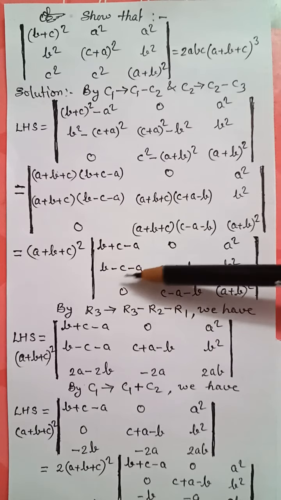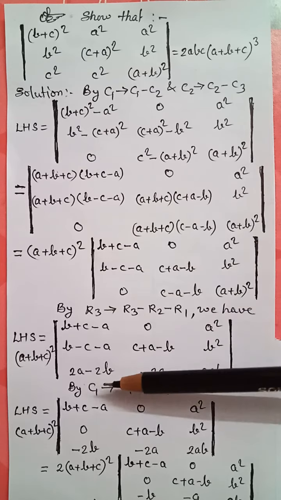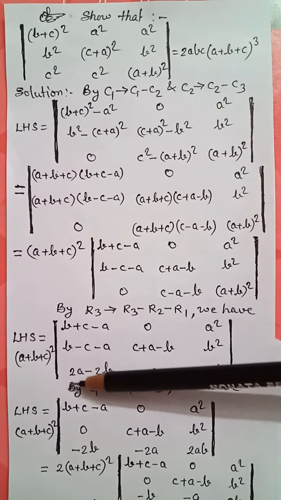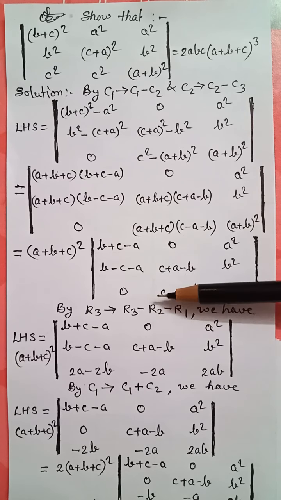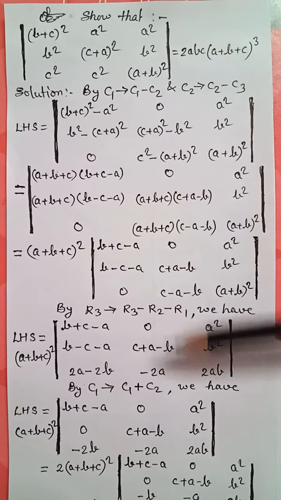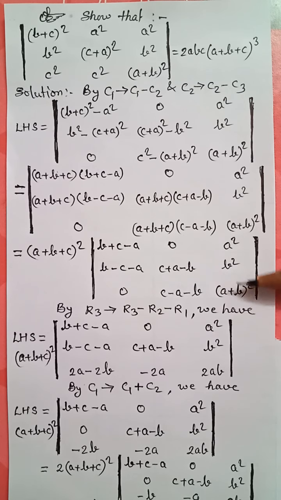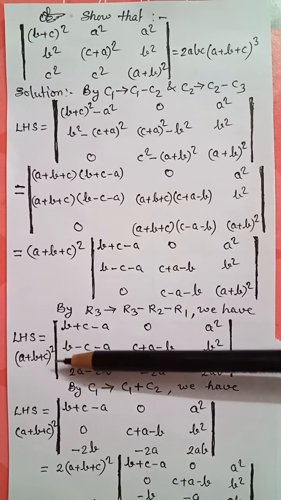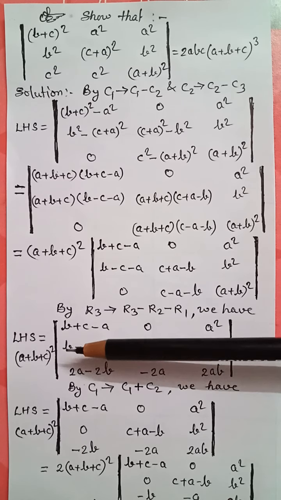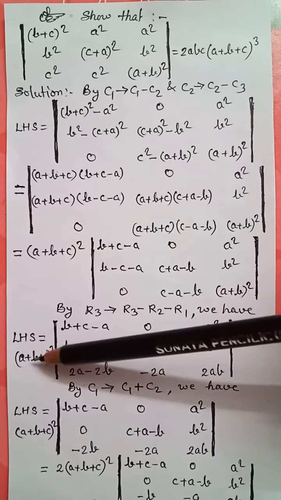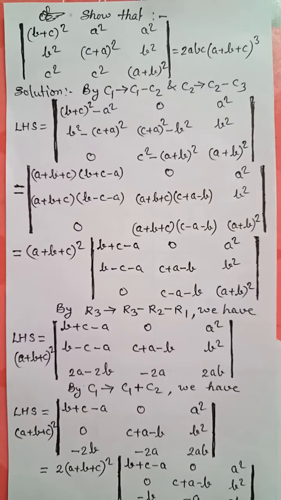That means 0 minus this expression minus this expression, and here we are going to have 2A minus 2B. Similarly here, this minus this, we are going to have minus 2A. Similarly here, (A plus B) square minus B square minus A square, we are going to have 2AB. And the two rows will remain the same. Here it is also (A plus B plus C) square, here it is also (A plus B plus C) square.